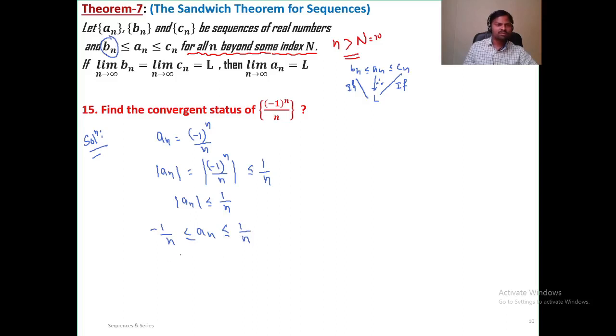Now look at it. As n tends to infinity, minus 1 by n is 0. As n tends to infinity, 1 by n is 0. Therefore, indirectly, the upper and lower sequences are converging to 0. Therefore the middle also converges to 0. That's what I can write indirectly.